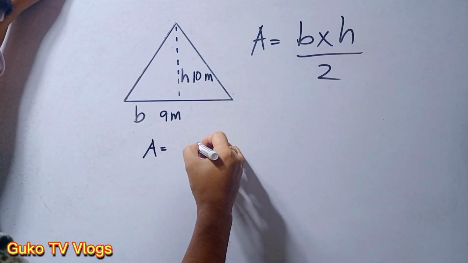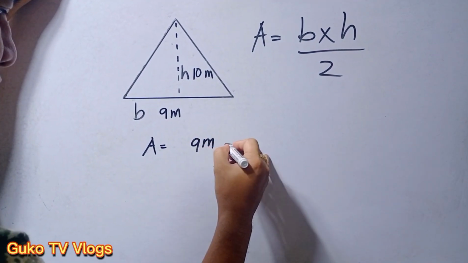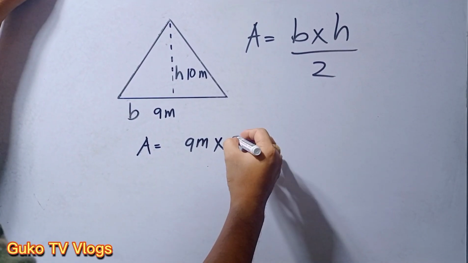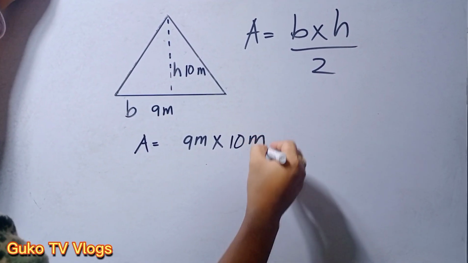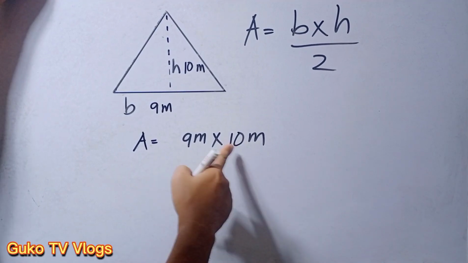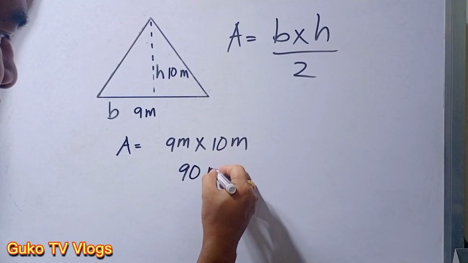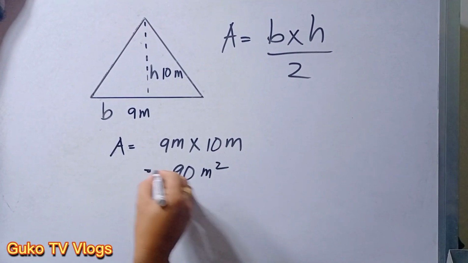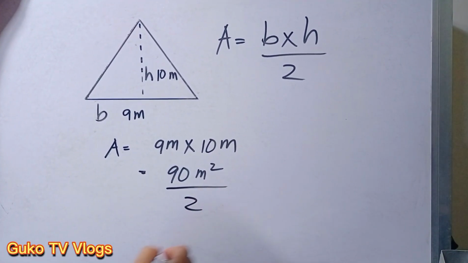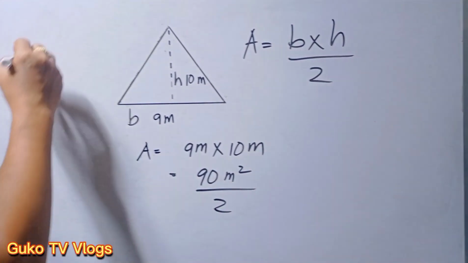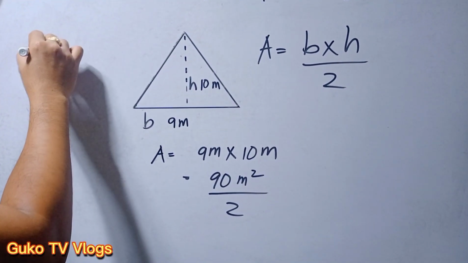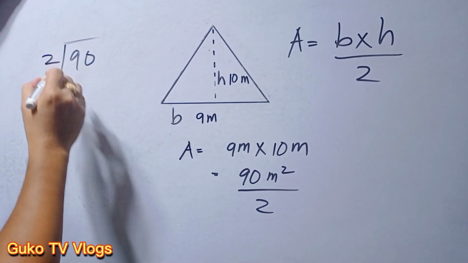So base is 9 meters times 10 meters. So 9 times 10 is 90. Then meters times meters is meters squared. Then you have to divide this by 2. So 90 divided by 2. So let's try to divide.